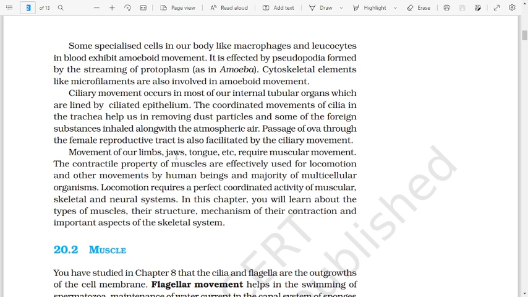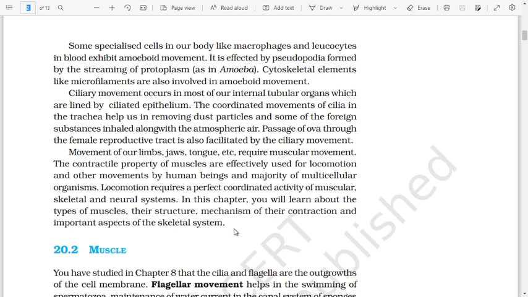Movement of our limbs, jaws, tongue, etc. require muscular movement. The contractile property of muscles is effectively used for locomotion and other movements by human beings and majority of the multicellular organisms. Locomotion requires a perfectly coordinated activity of muscular, skeletal, and neural systems. In this chapter, you will learn about the types of muscles, their structure, mechanism of their contraction, and important aspects of the skeletal system.